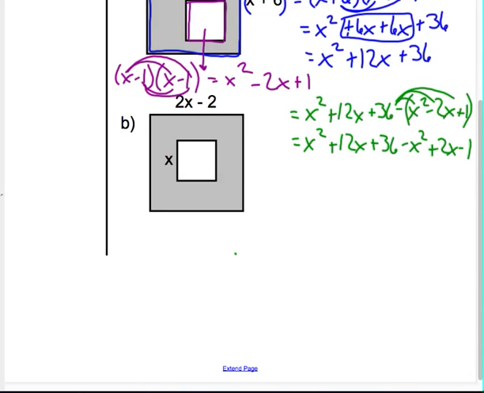So now combining like terms, I've got x squared minus x squared, so those cancel. And then I have 12x plus 2x gives me 14x.